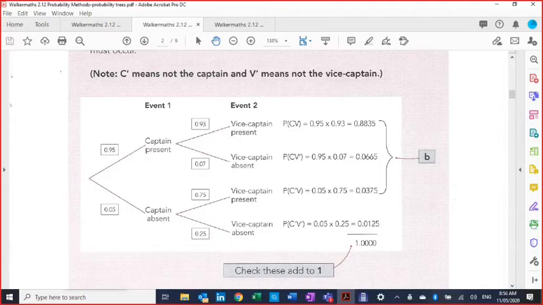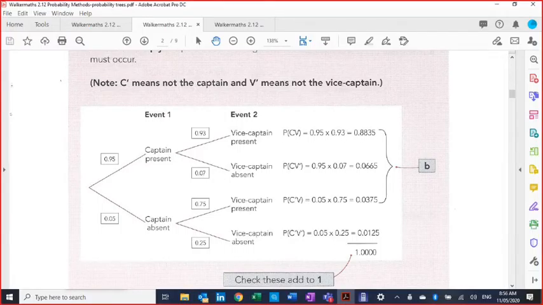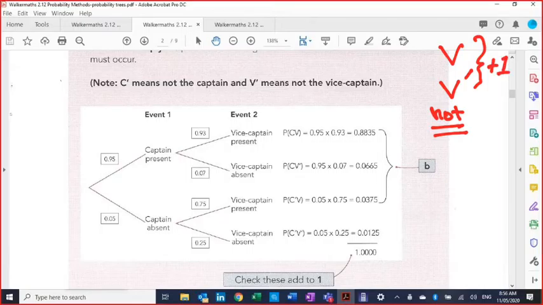Now, they're going to use some notation. So remember that if you have V with an apostrophe, that means not, right? So that's V prime is how it's read, and this was in our review, and that means not something. So V means it has happened. V apostrophe means it didn't happen. Okay? And those two things have to add together to make 1 as well. So be careful about your probabilities.